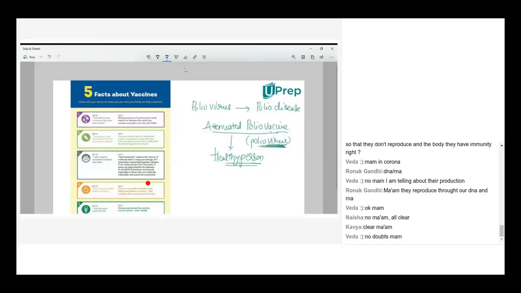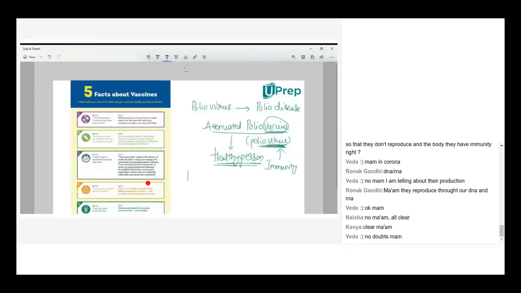Now, what is the use of vaccine? That's the point over here. Try to understand that point here. Now, a person was given attenuated polio vaccine. So the healthy person's body is already exposed to polio virus. So he got an immunity. He got a resistance towards the polio virus because of the vaccine.